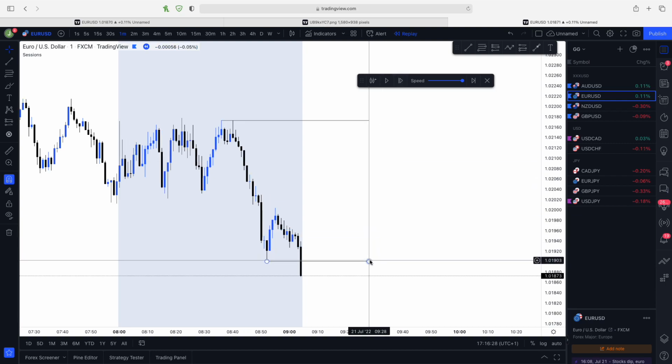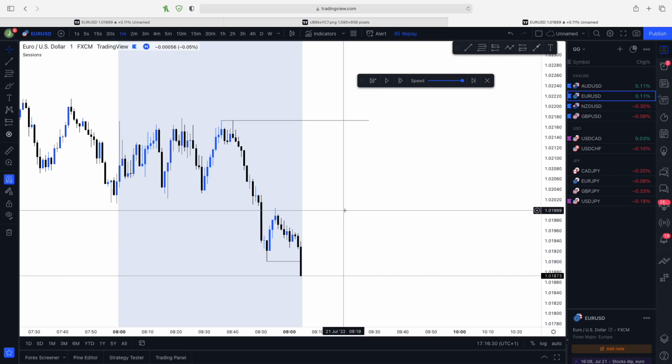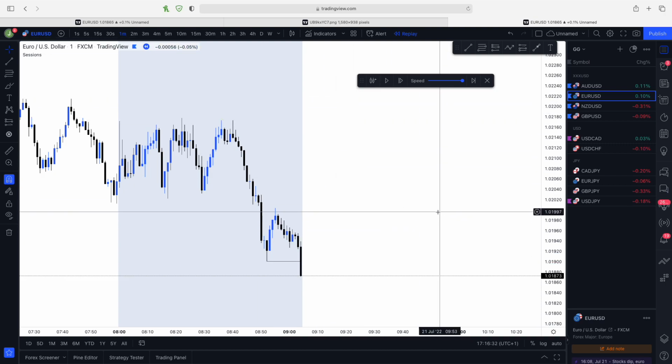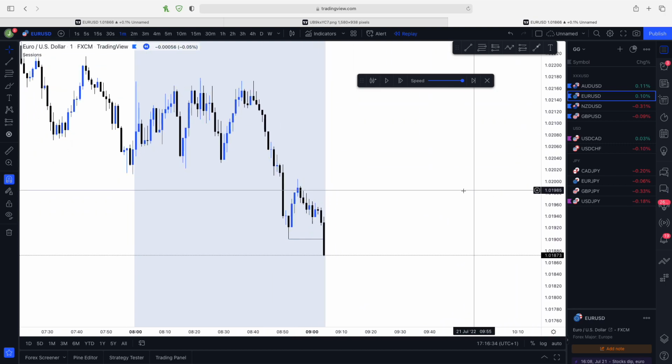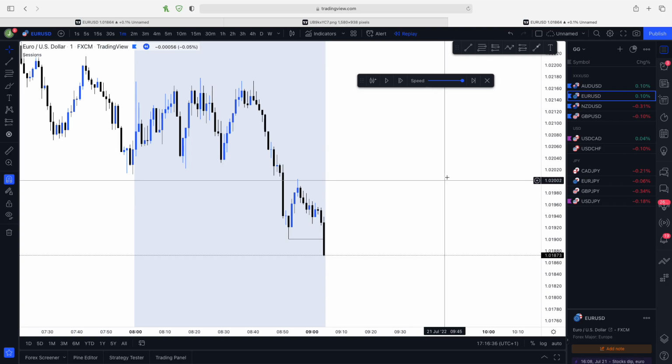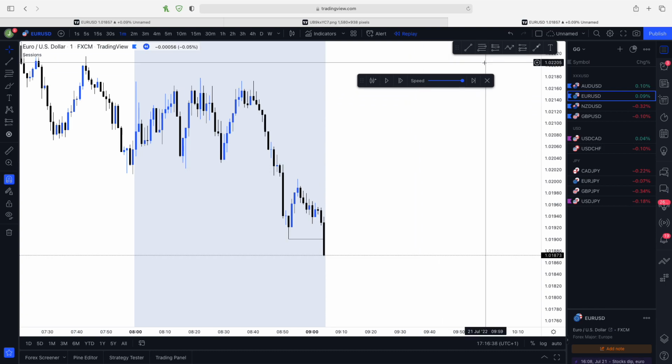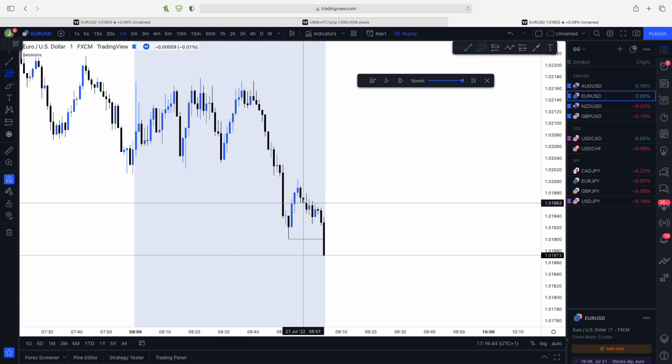So what do we get? We get our first major structure, situation 1, break inside the session, right? Making sense? Hopefully it is. From here onwards, what do we now need? We now need a successful retrace that then goes on to break structure again, and we need a mitigation, don't we?